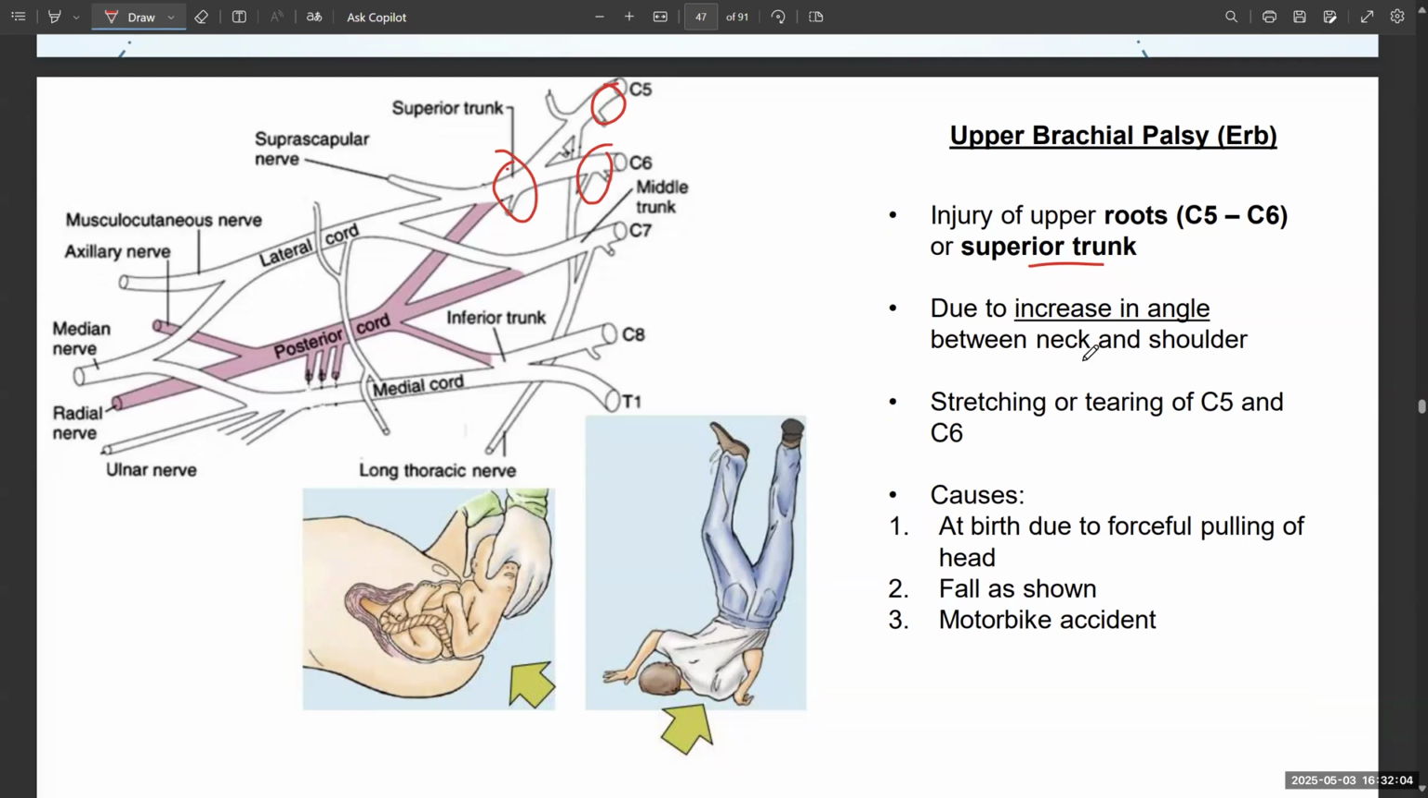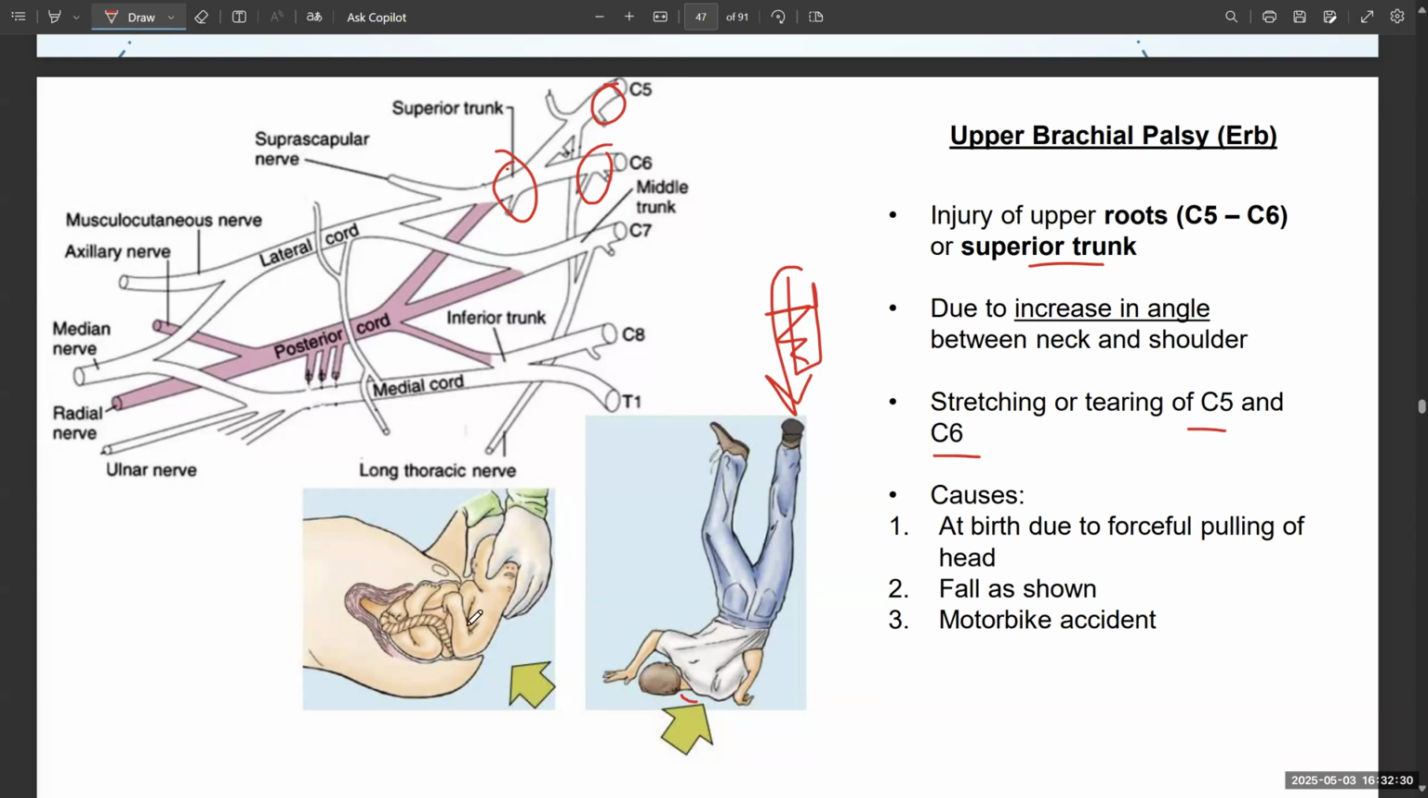Now, what are the situations where this could happen? For example, if you have a person painting a house, okay, and he was on the ladder. If he falls from this ladder, and he falls into this position, now there's an increased angle between his neck and his shoulder, right? So that is going to stretch or tear the upper brachial plexus. So C5 and C6 will be damaged.